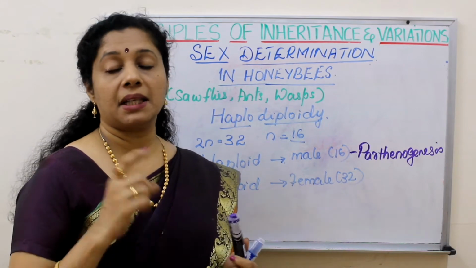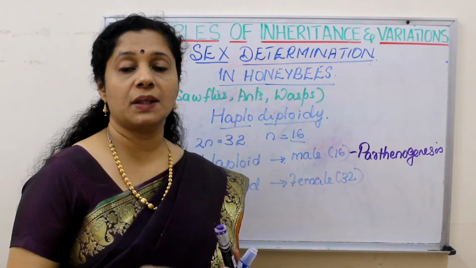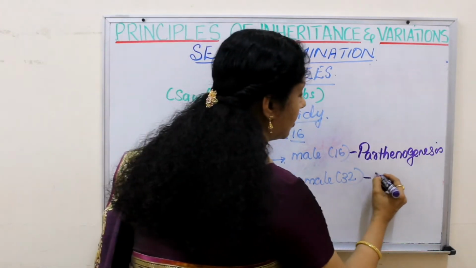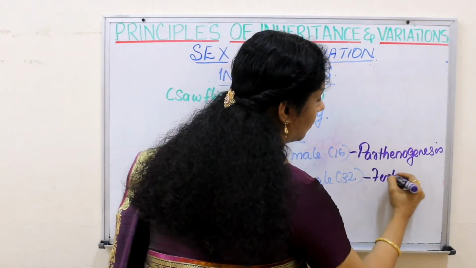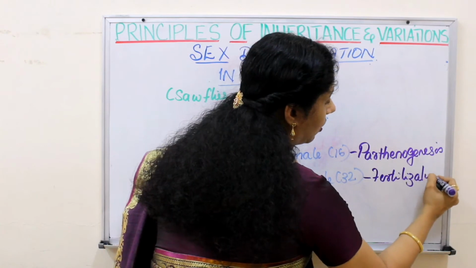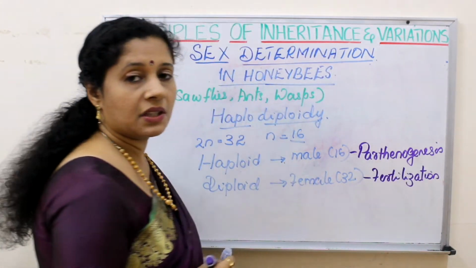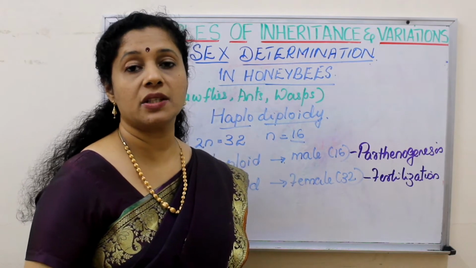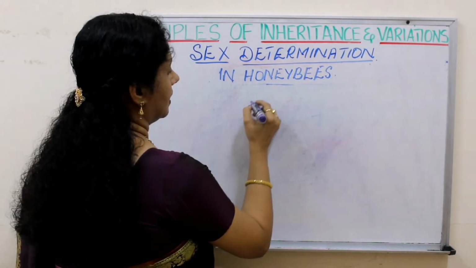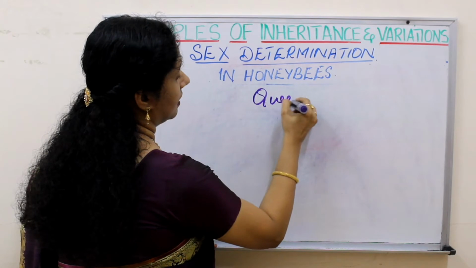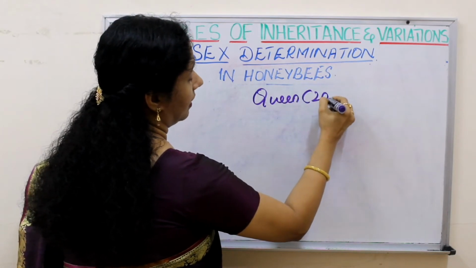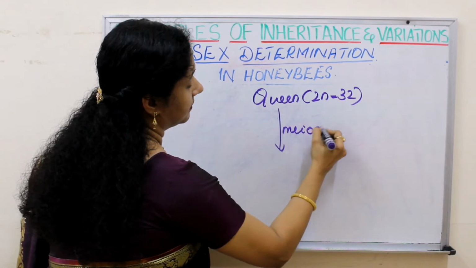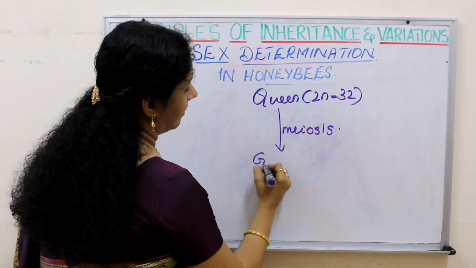But if the mother's egg undergoes fertilization with a sperm, then it will produce a diploid one, that is a female, due to fertilization. So if the new offspring is formed after fertilization, that is female; without fertilization, by parthenogenesis, that is male. Suppose this is the queen, she is diploid, that is 32. Meiosis happens and gametes are formed.